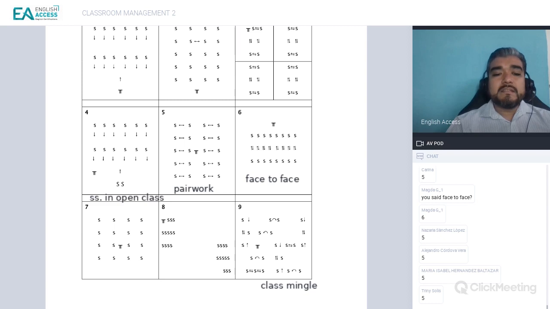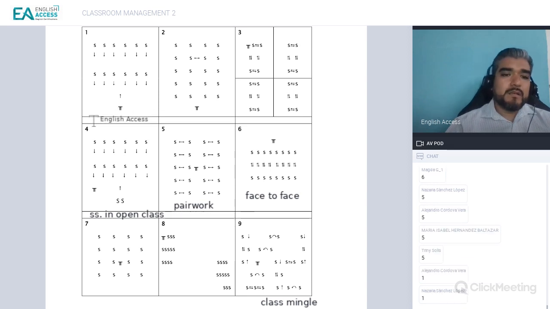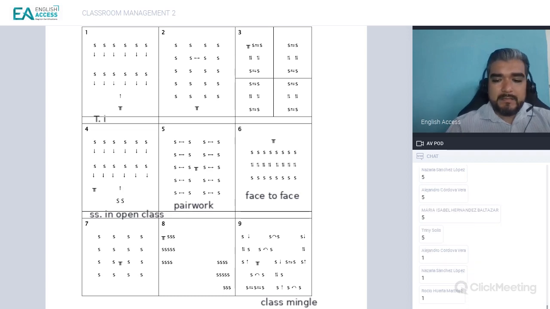Next one. The teacher leads the class, and all of the students are focusing on the teacher rather than working alone. All the students pay attention to the teacher rather than working alone. It is the number 1. Yes, this is the teacher in open class.